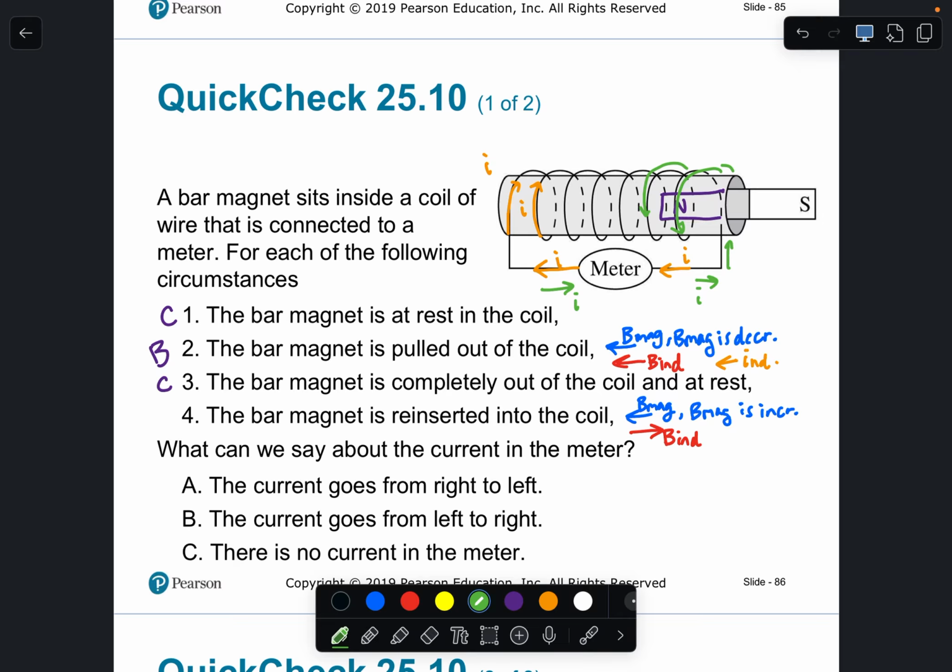Oh, did I say right? Okay, hold on, sorry. My poor directions, no one caught me here. This is A, right? Orange current is right to left. Okay. Purple current, or green current, is left to right. Is that right? Okay, there we go.